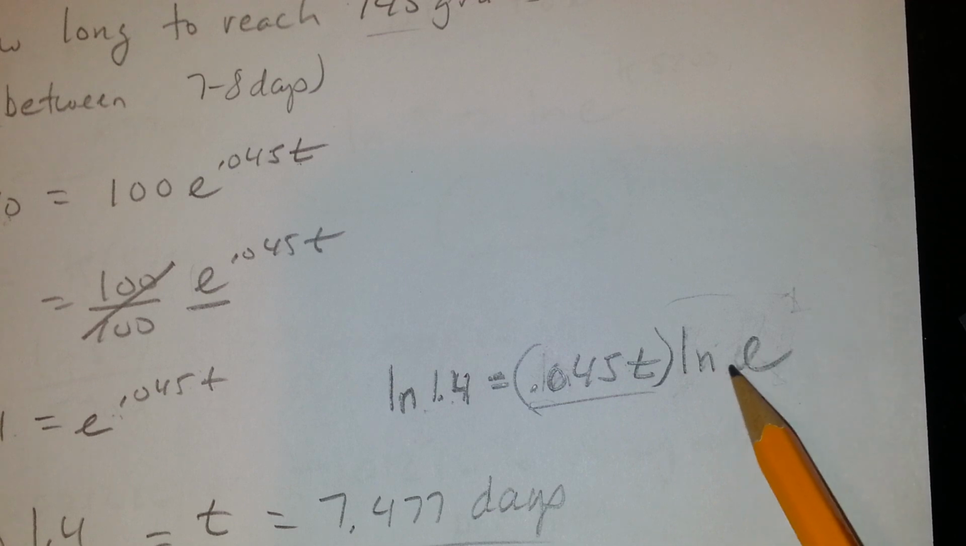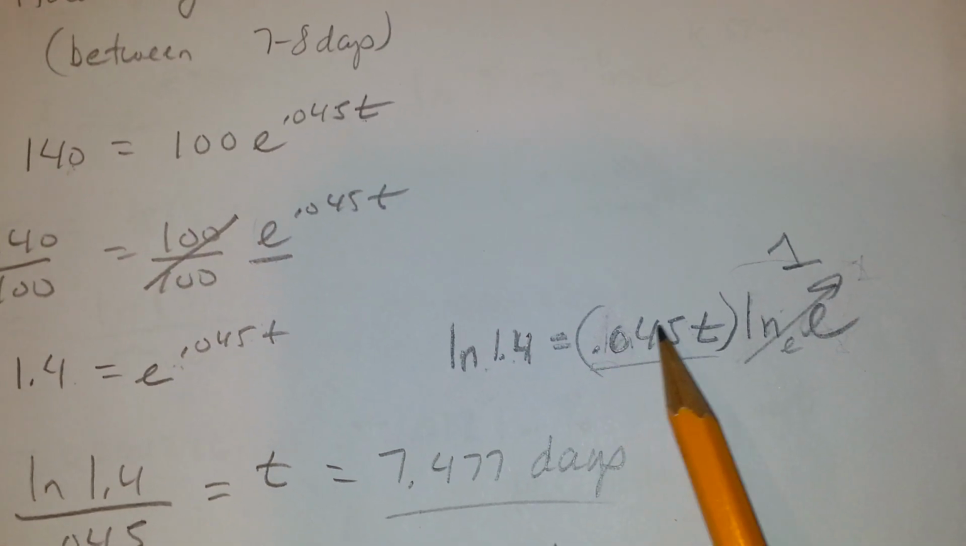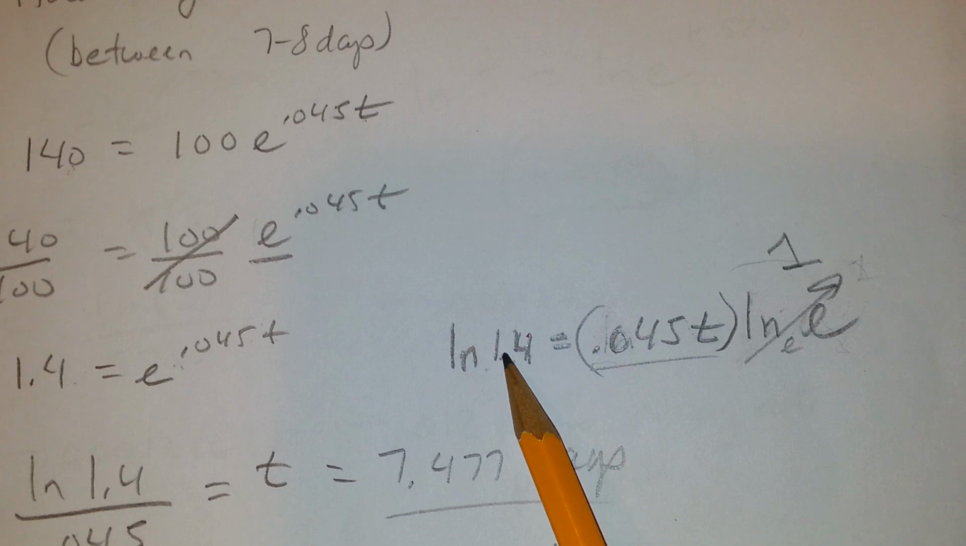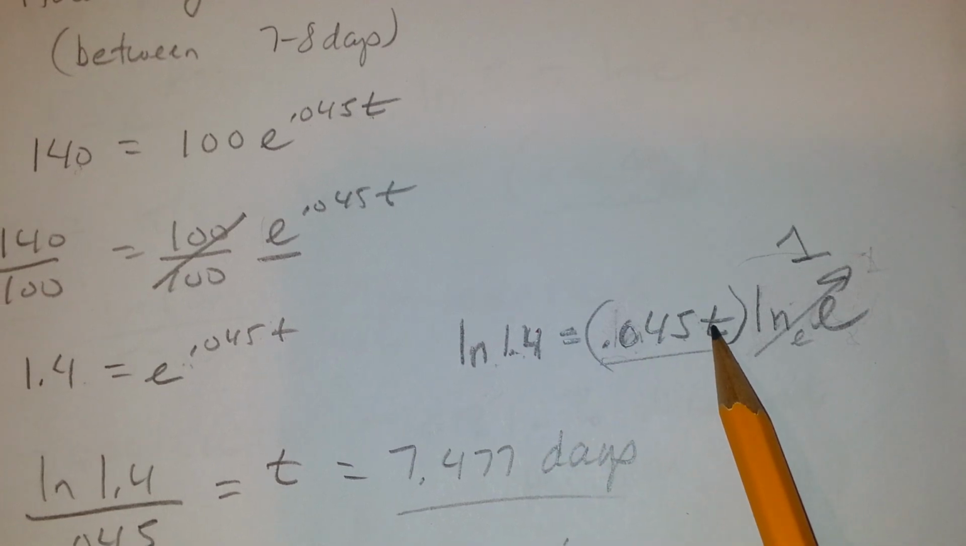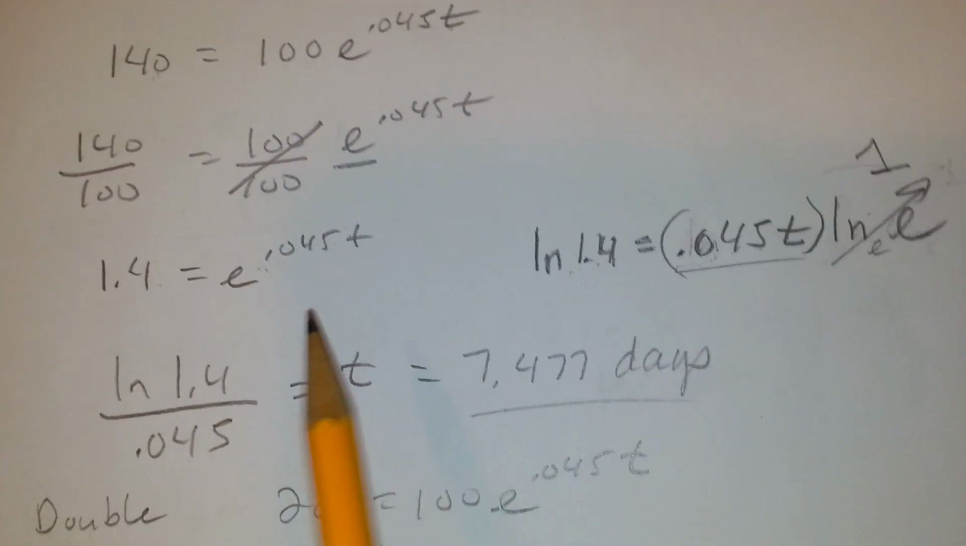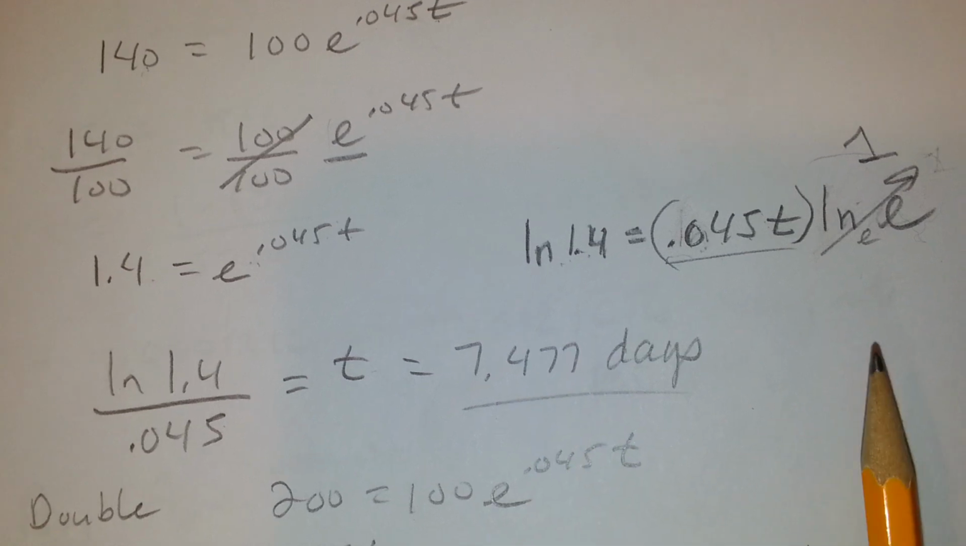0.045t times log of e. What's the log of e? That's base e. What's the exponent that e is raised to, to get e? 1. Very easy. So basically, log of 1.4 equals 0.045 times t. Divide both sides by 0.045, and that's what t equals: 7.477 days.